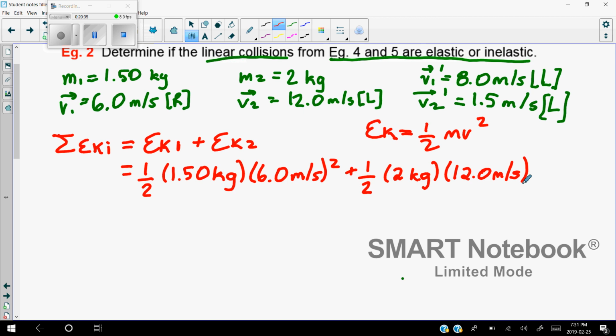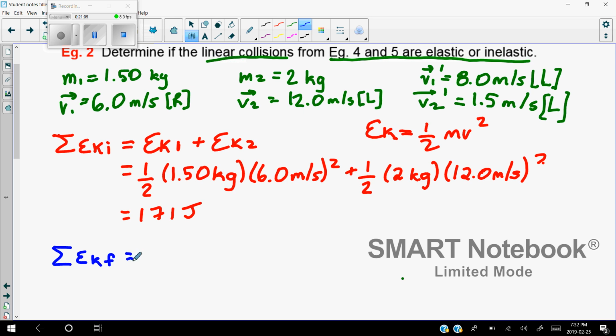All right, type it into your calculator. I prefer to do it all in one step, and usually I just put the 1/2 in as 0.5 to save myself some time. Oh, and I forgot a square here. And I get my kinetic energy at the beginning to be equal to 171 joules. Now we check to see if that is equal to our EKF.